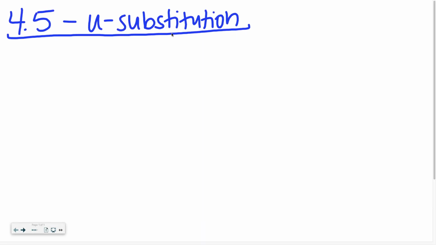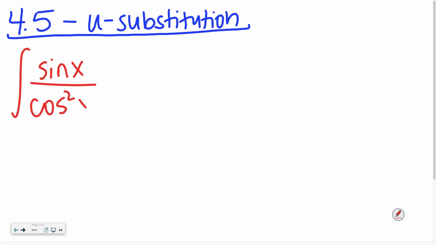Okay, we are first going to start out with a trig example. And then we're going to do what's called incomplete substitution.